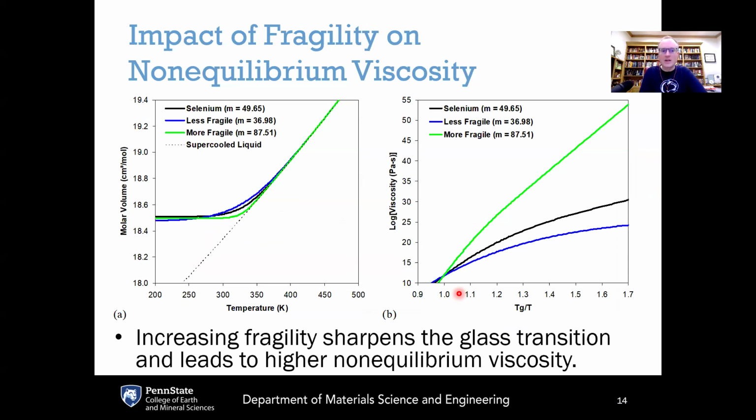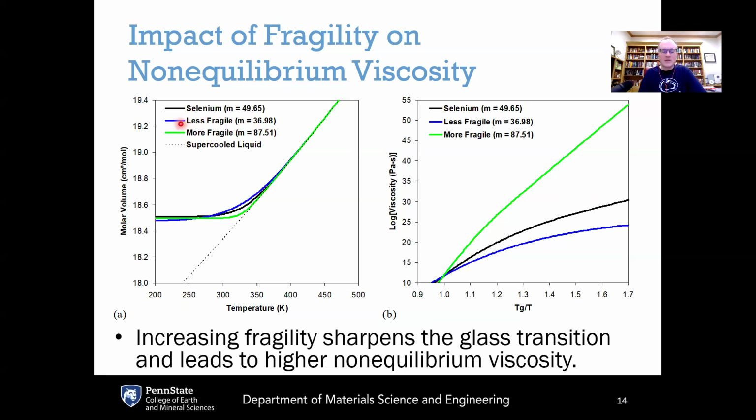Now, as I noted, one of the key parameters that appears in the non-equilibrium viscosity equation is the liquid fragility. And fragility, as defined by Angell, is a liquid state property, not a glassy state property. Nevertheless, the liquid fragility has a big impact on the non-equilibrium viscosity of the glassy state. And you can see this with this volume temperature diagram on the left. The dashed line here is the metastable supercooled liquid line for this selenium system. And what I've done here is to take selenium, which has a fragility of 49.65, and then make some hypothetical glass forming systems that have the same glass transition temperature as selenium, the same supercooled liquid line, but just changing the fragility independent of everything else.